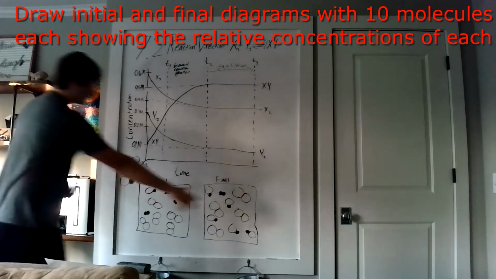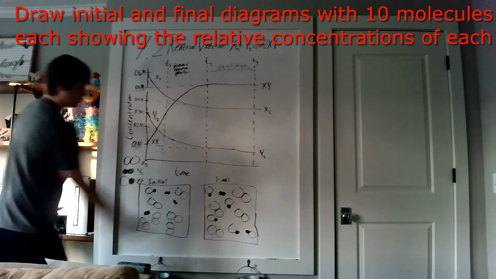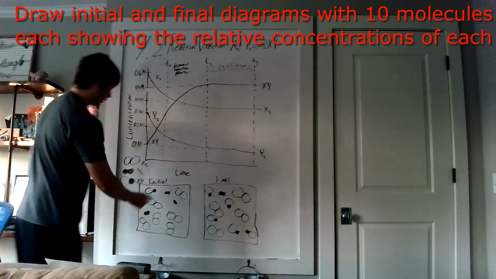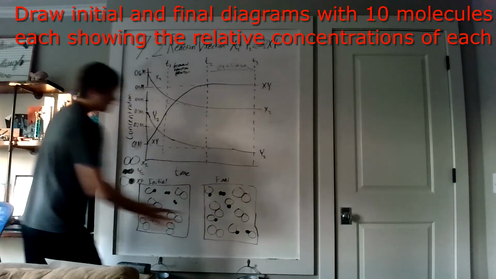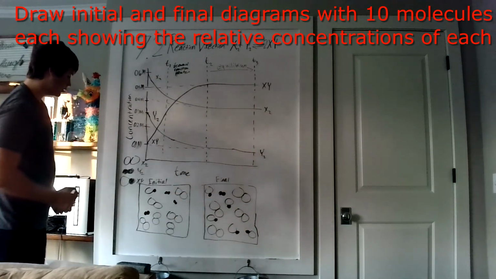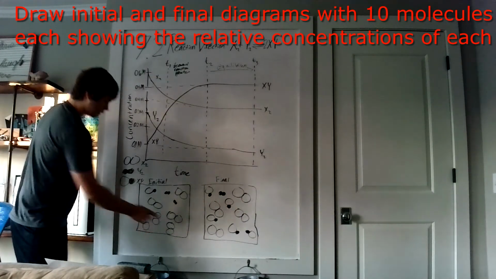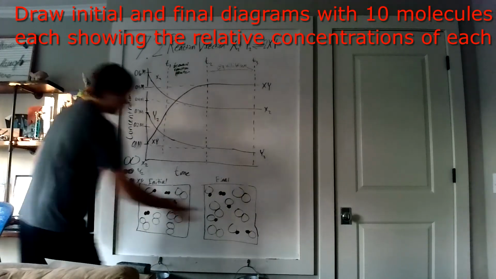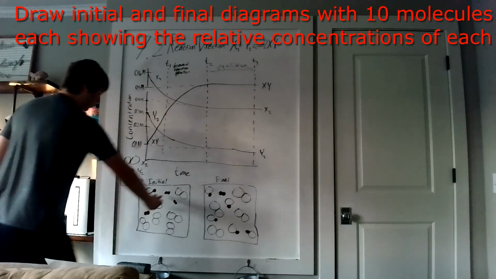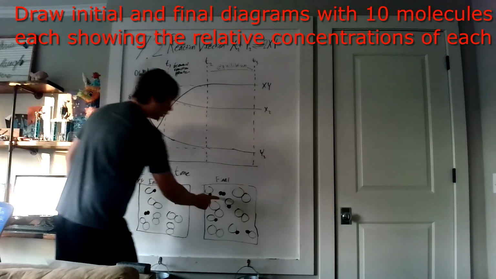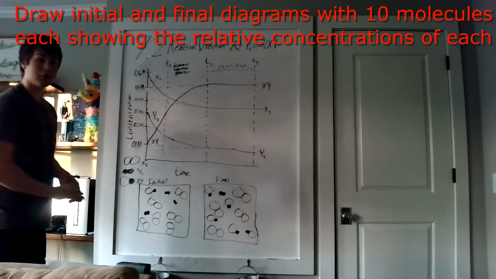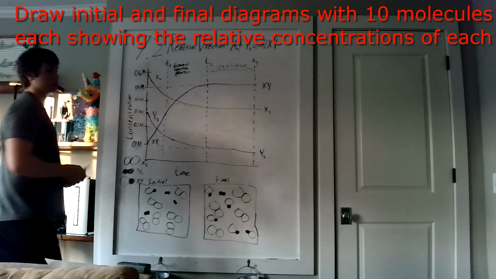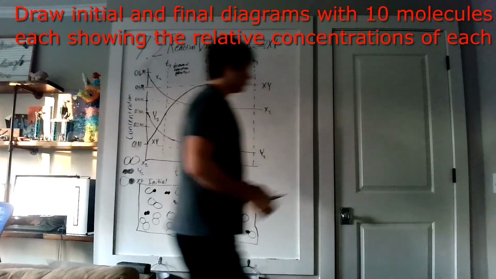So if we look at these, we can see that the products increased with only 1 XY over here and 5 over here, and the reactants decreased with 6 X2's over here and only 4 over here, and 3 Y2's over here and only 1 over here, which is what we'd expect from a forward reaction favored reaction.